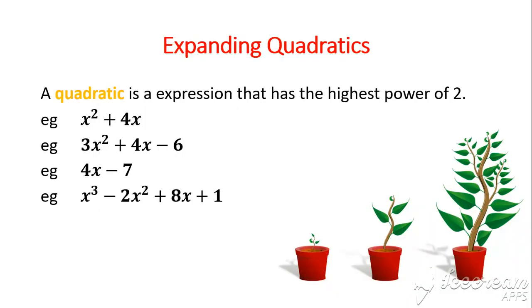A quadratic is an expression that has the highest power of 2. Our first example is a quadratic because it's got an x squared as our highest power. Our second example is also quadratic, even though it's got a 3 out the front of the x squared, it's still got a highest power of x squared. Our third example is not a quadratic. It doesn't have an x squared in it.